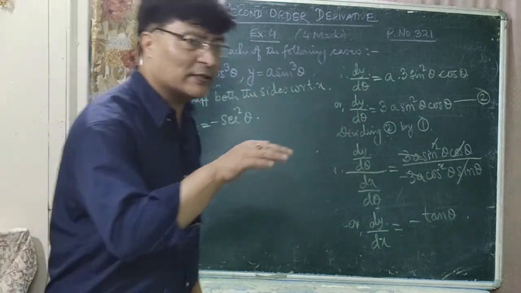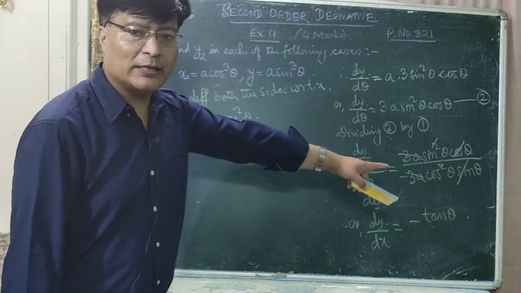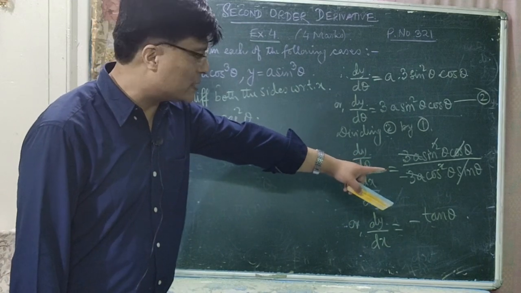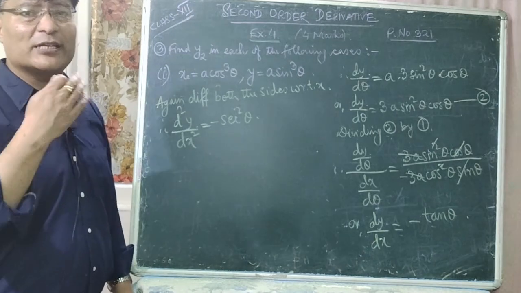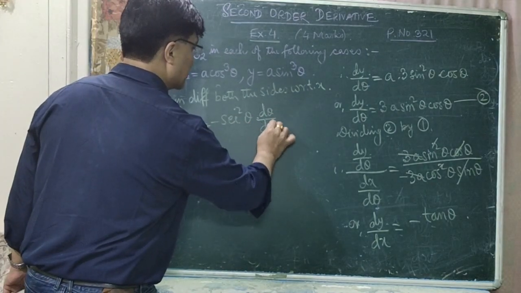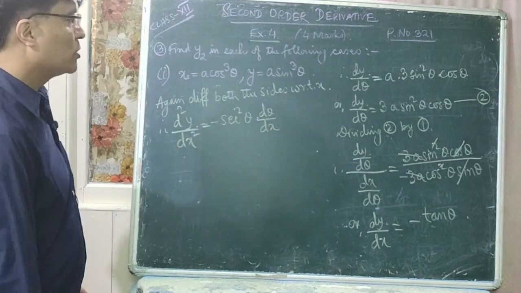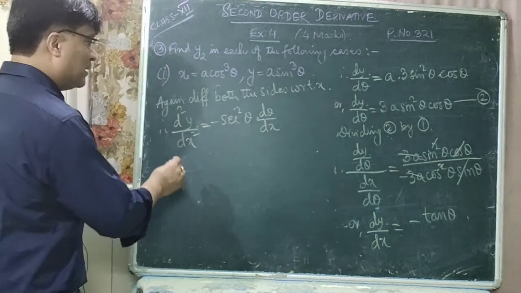Again you have to differentiate the term which is assumed as x. Here theta is assumed as x. So what is the differentiation of theta with respect to x? It is d theta by dx. So I think you have understood it. Now you have to put the value for d theta by dx.